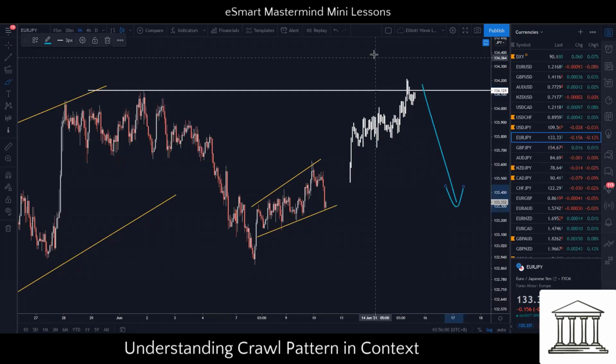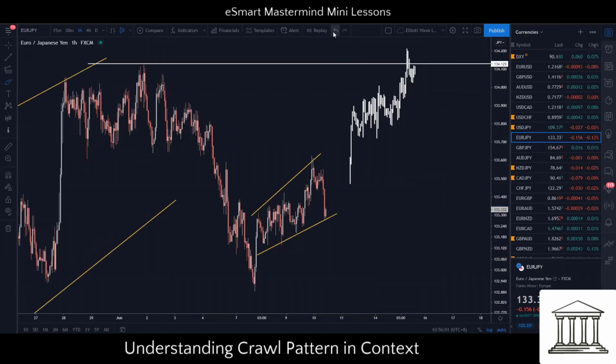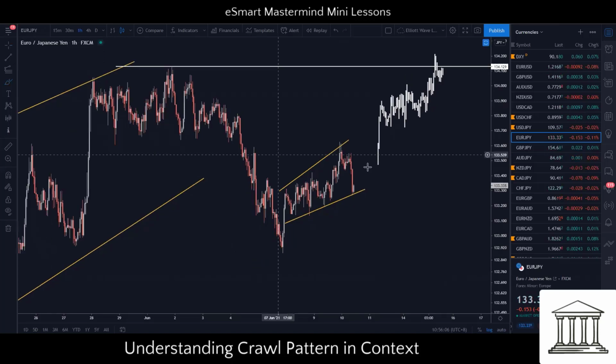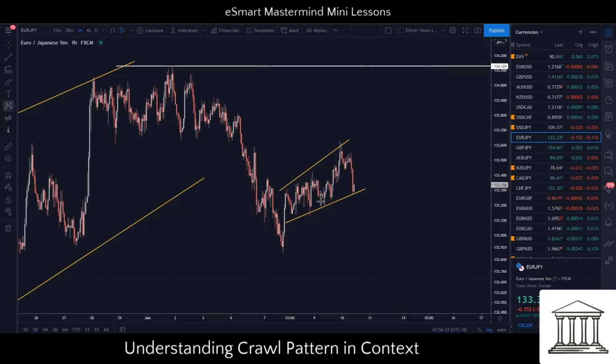Sell that. Look for the sell trade. But I want you to see the difference between the location of where the pattern is happening. Over here in this context, what is the development of this crawl and where did it come from?